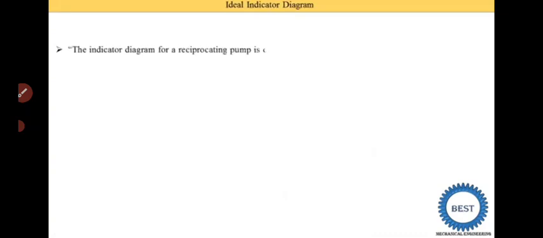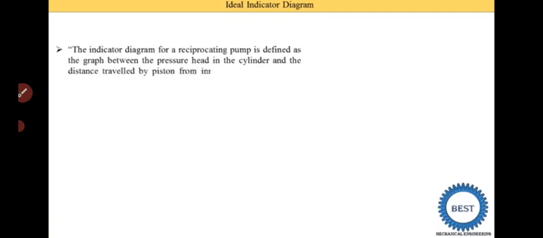The indicator diagram for a reciprocating pump is defined as a graph between two parameters. One parameter is the pressure head in the cylinder, and the other parameter is the distance traveled by the piston. The piston travels from the inner dead center to the outer dead center in one complete revolution of the crank, meaning 360 degrees, and then comes back to the inner dead center.